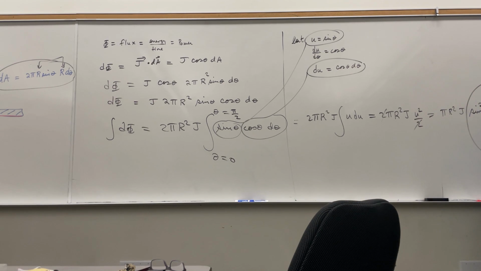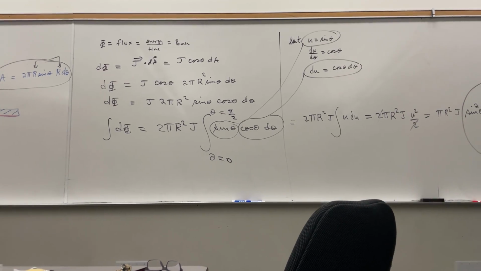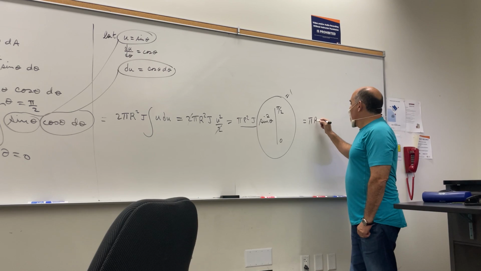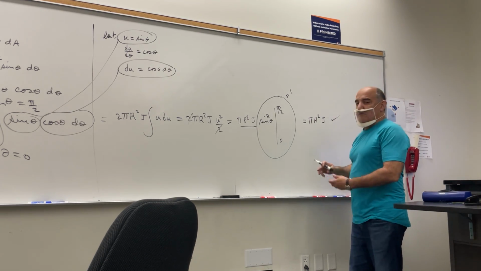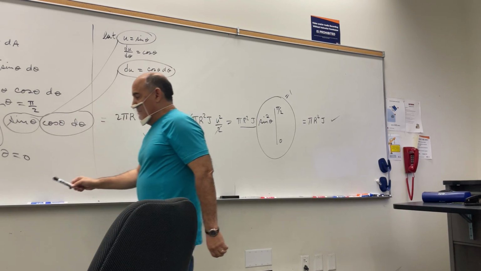And what is this? What's the sine of pi over 2? 1. And 1 squared is? 1. And what is the sine of 0? 0. So therefore all of this is just 1, right? So you get pi r squared j, which is what we had claimed.